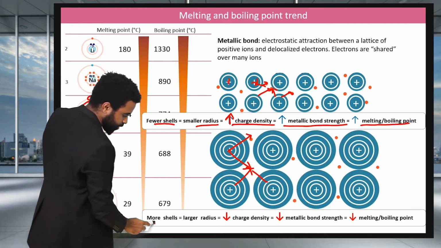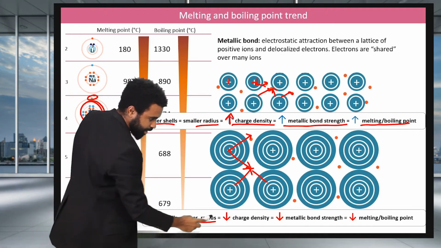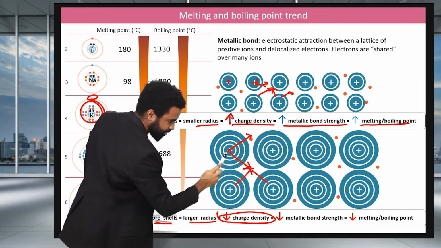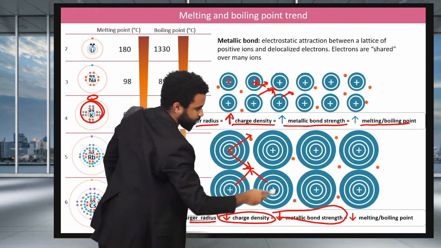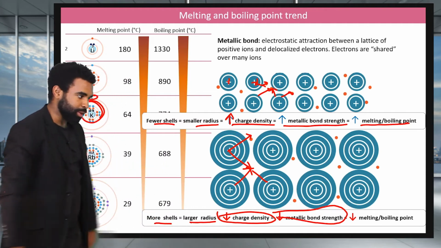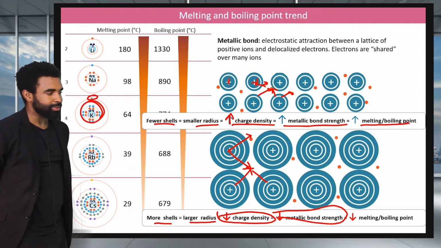We have more shells, which gives us a larger radius, a lower charge density, that is, the charge is spread out over a larger space, and therefore a lower metallic bond strength. And finally, we end up with a lower melting and boiling point.